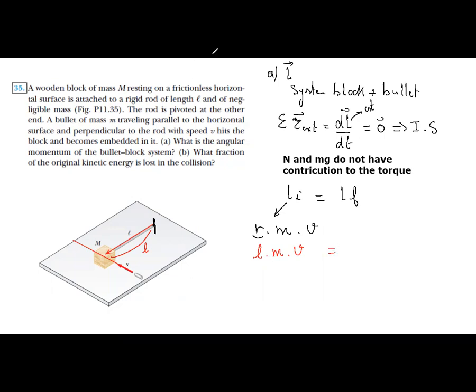After the collision, the bullet will be inside the object, and we get a rotational motion of radius L. So we have a pure rotation. We can put here I of the system times omega.